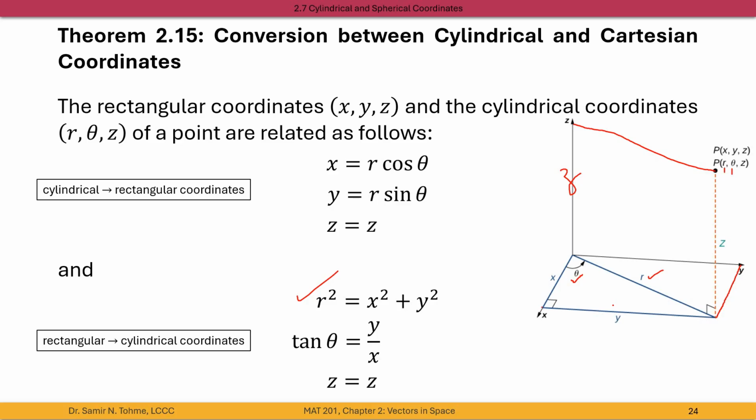For z equal to z in both transformations. Keep in mind that r is positive, this is a condition, and theta is between 0 and 2 pi. This is always the case.